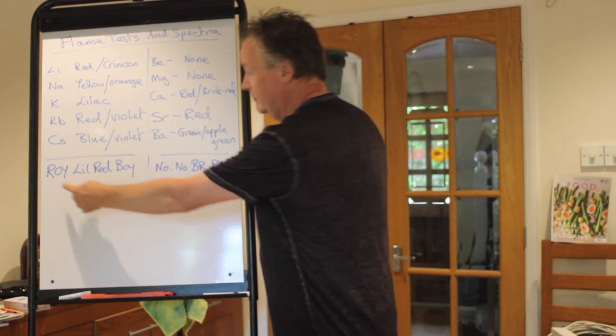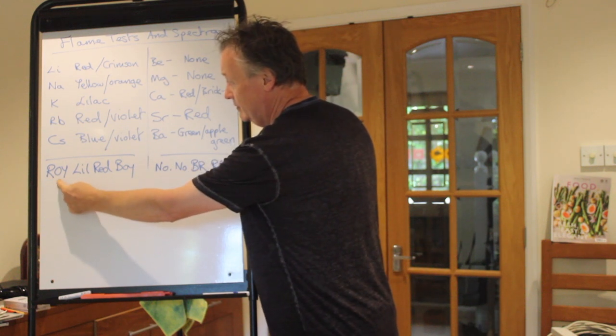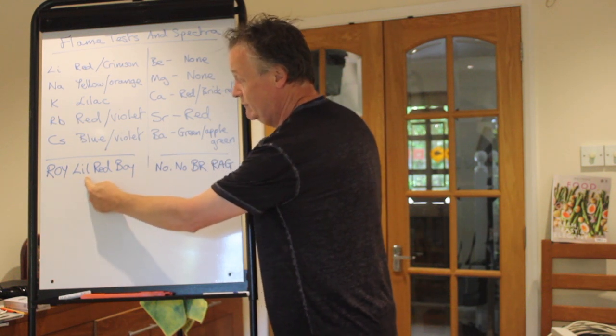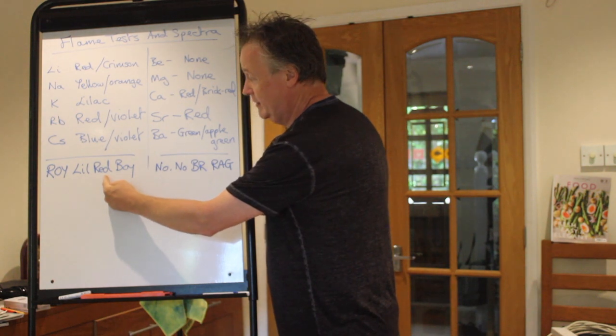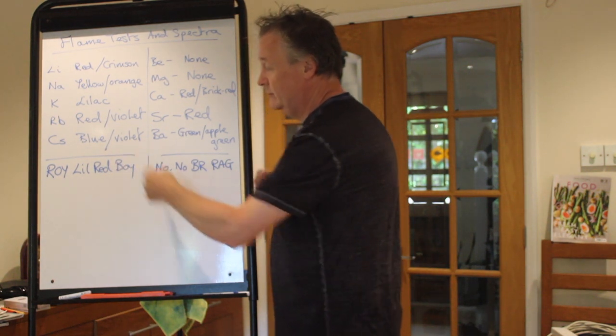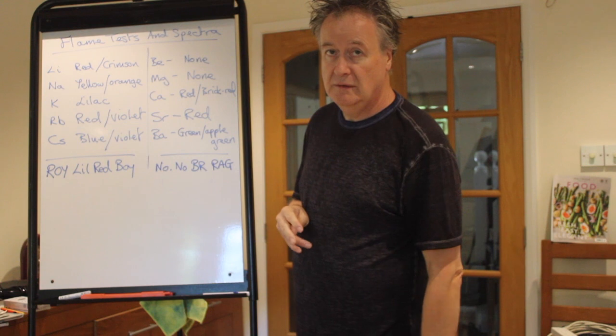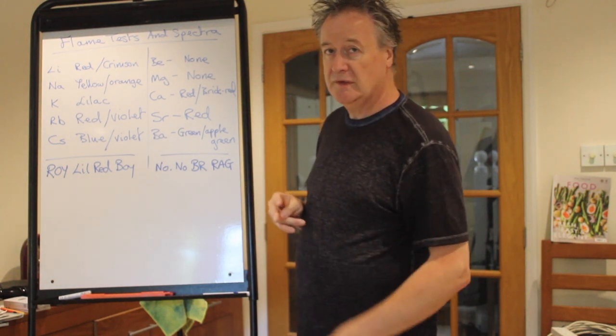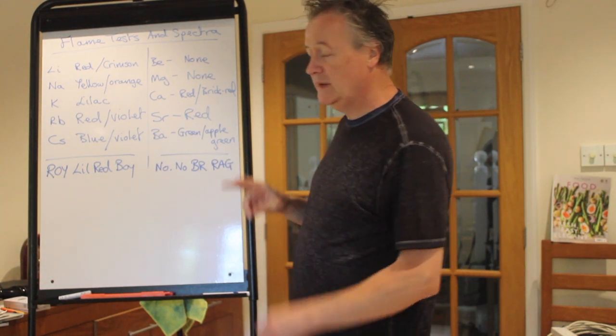So going from the top: lithium, orange yellow for sodium, lilac for lilac, red for rubidium, and blue for cesium. It's like that whole thing with the seven colours of the spectrum and all the stuff to do with that.